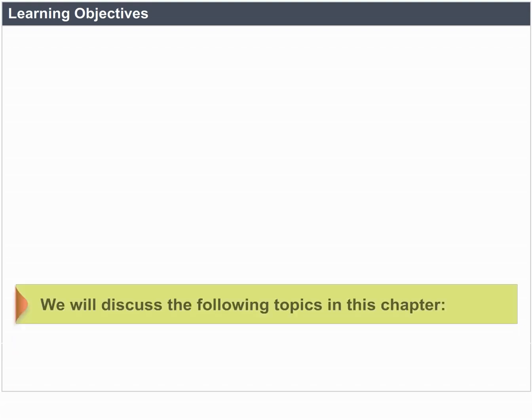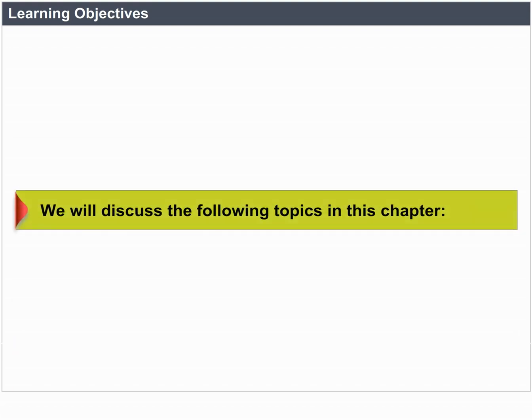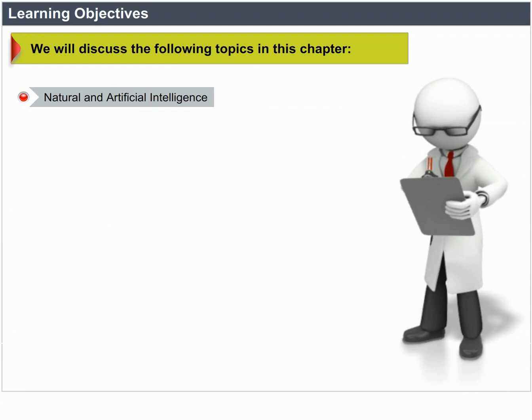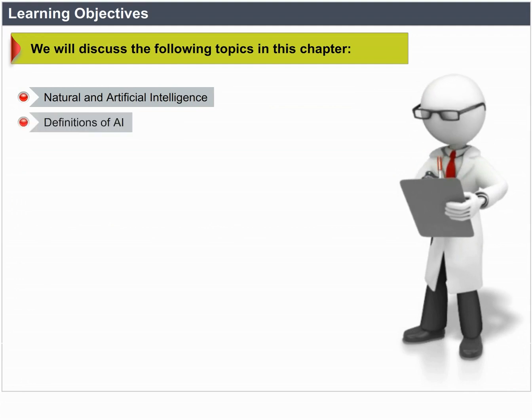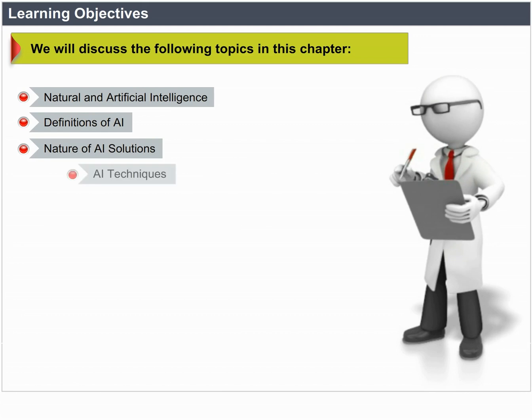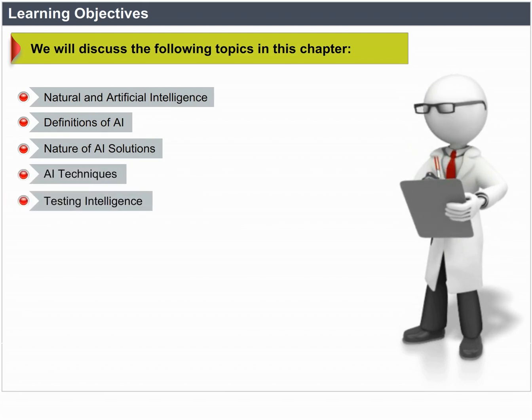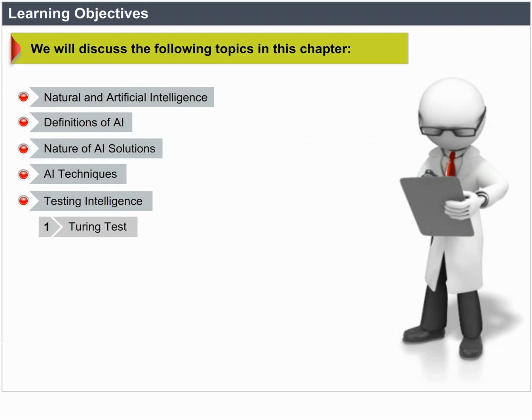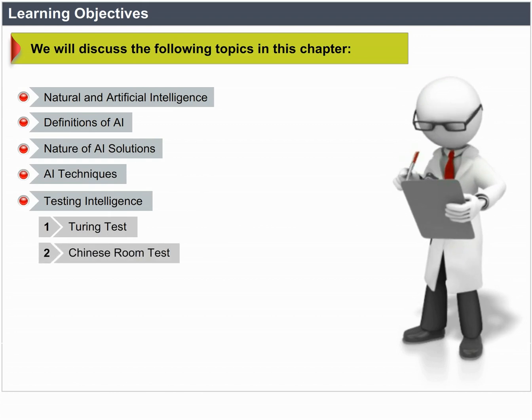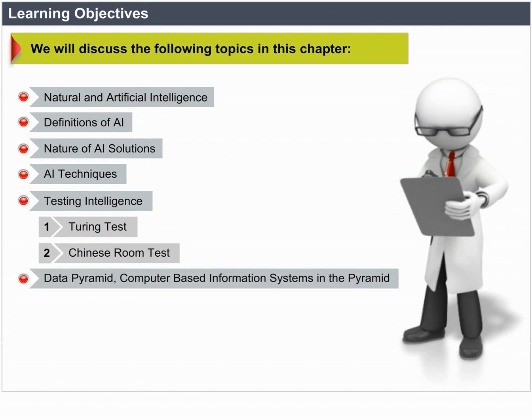Learning objectives. We will discuss the following topics in this chapter: natural and artificial intelligence, definitions of AI, nature of AI solutions, AI techniques, testing intelligence: 1. Turing test, 2. Chinese room test. Data pyramid. Computer-based information systems in the pyramid.